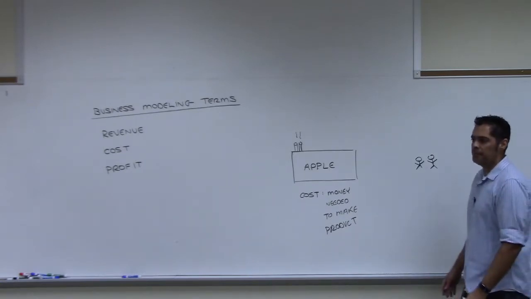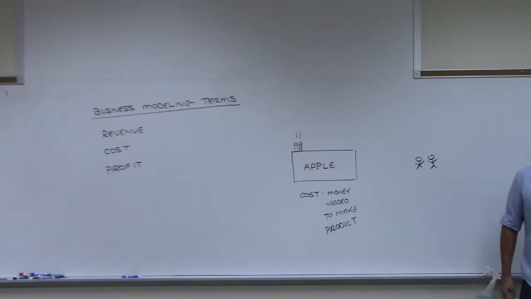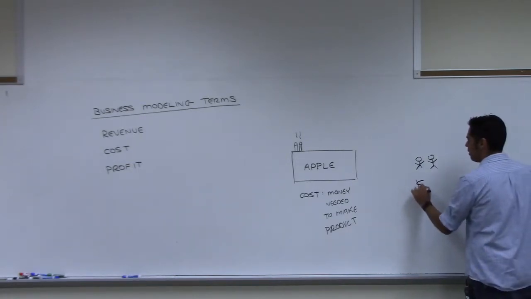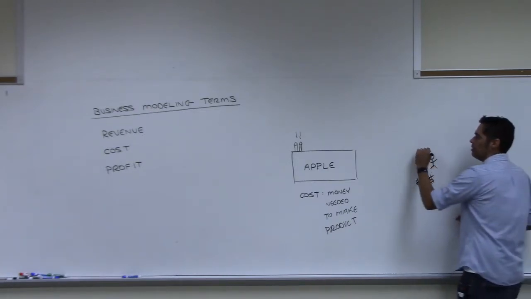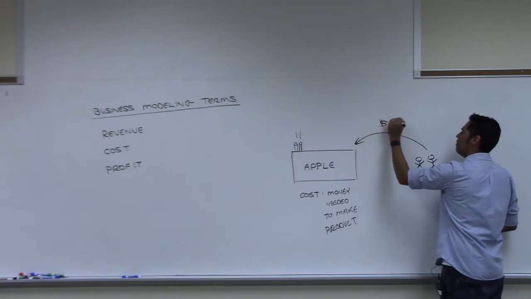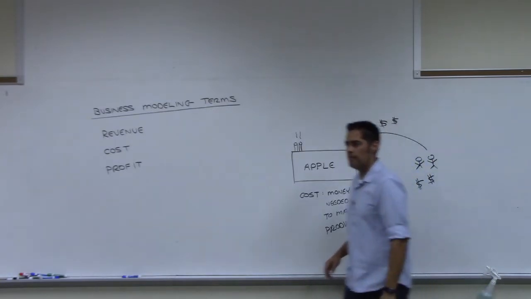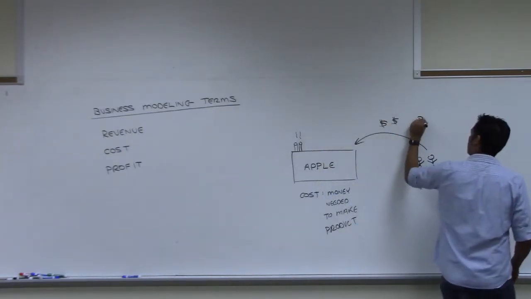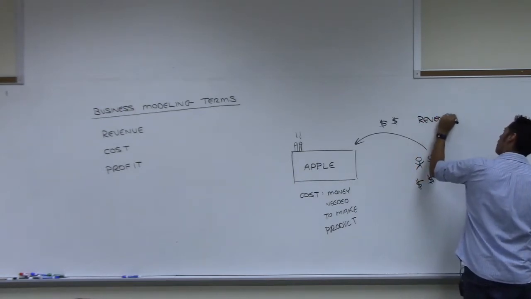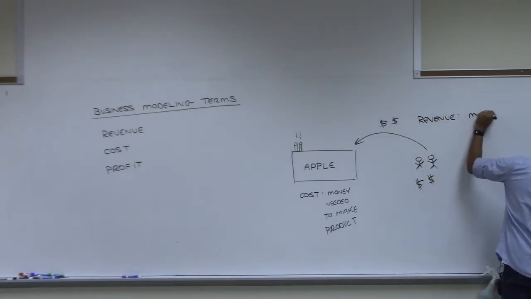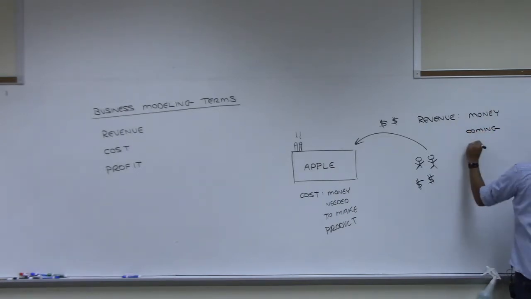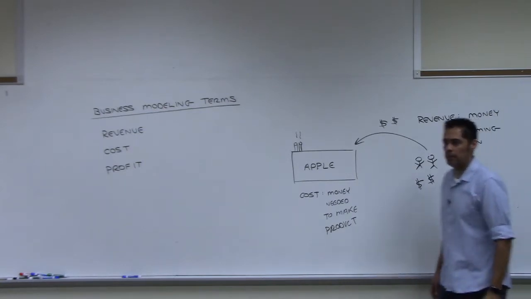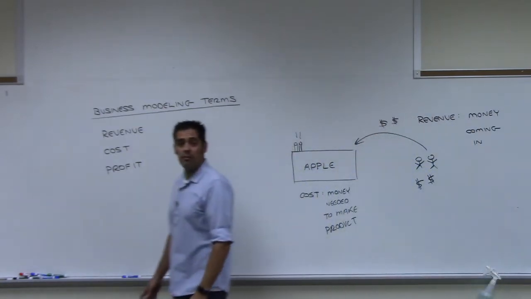Then you have revenue. So these people are all sitting here with their money, waiting to buy their iPhones. And the money comes in, the money comes into Apple. They buy their phones. That's revenue. This is the money coming in to the company.